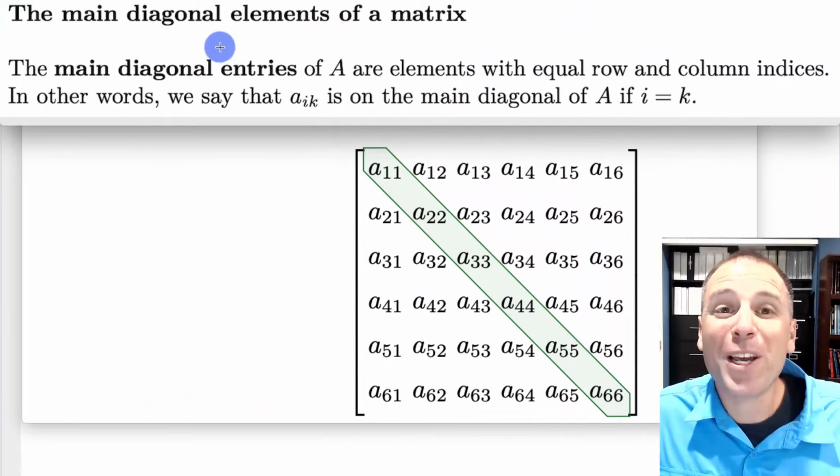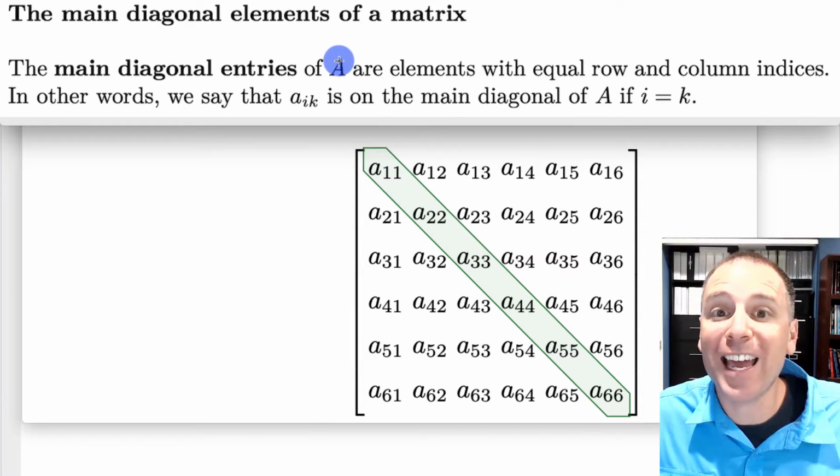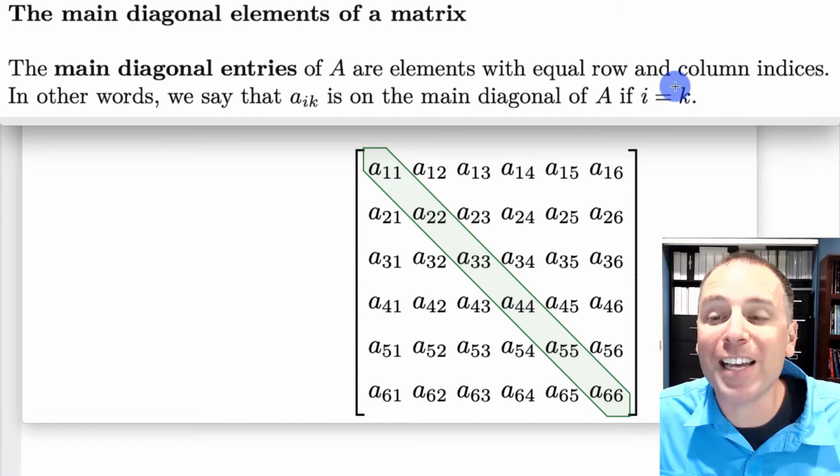Welcome back. In this video, we're going to talk about matrix anatomy and built-in functions in MATLAB to take advantage of different structures within matrices. We'll begin with a discussion of what we call the main diagonal elements of a matrix. We say that the main diagonal elements of a matrix A are the elements with equal row and column indices. In other words, we say that A_ik is on the main diagonal of A if i is equal to k.